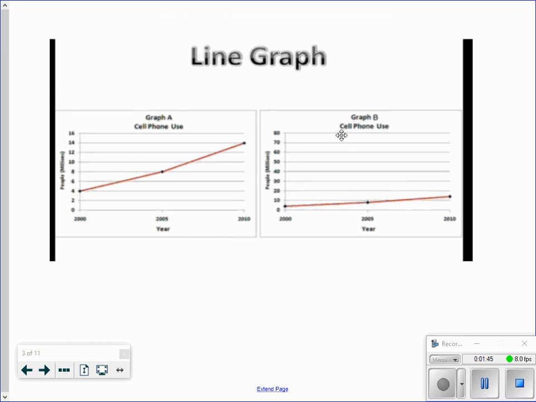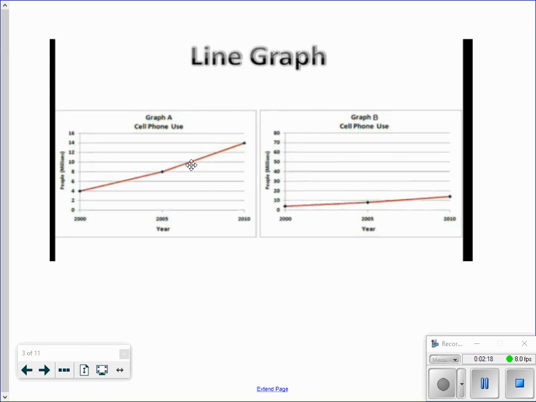Graph A and graph B is cell phone use. So in the year 2000, it looks like people with a cell phone, maybe 4. Must be in millions. Oh, it says millions right there. 4 million people in 2000 had cell phones. In 2005, it looks like 8 million. And in 2010, it looks like 14 million people have cell phones. Well, the same numbers are on graph B, but the line's not as diagonal. It's more of a straight line across.